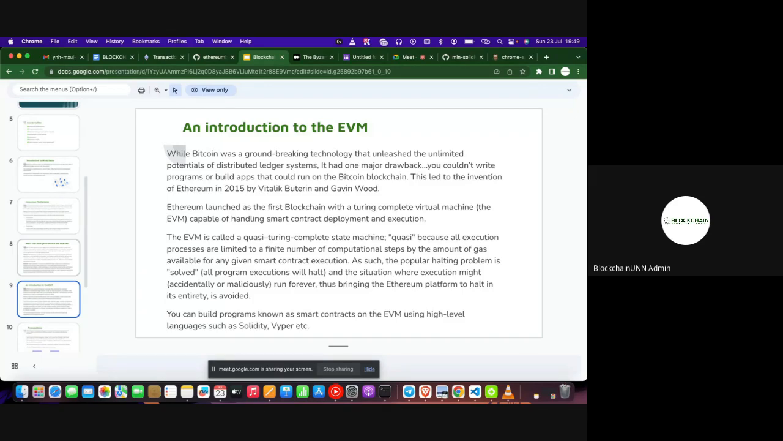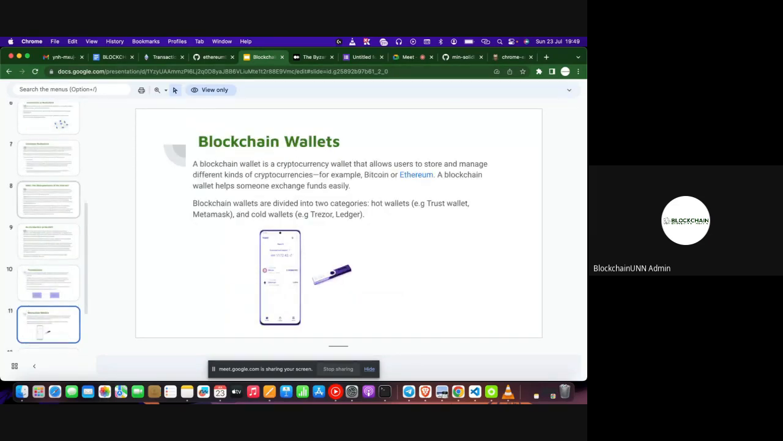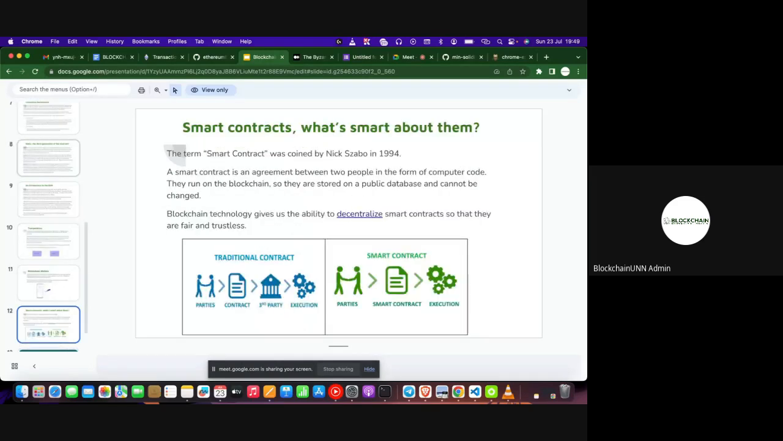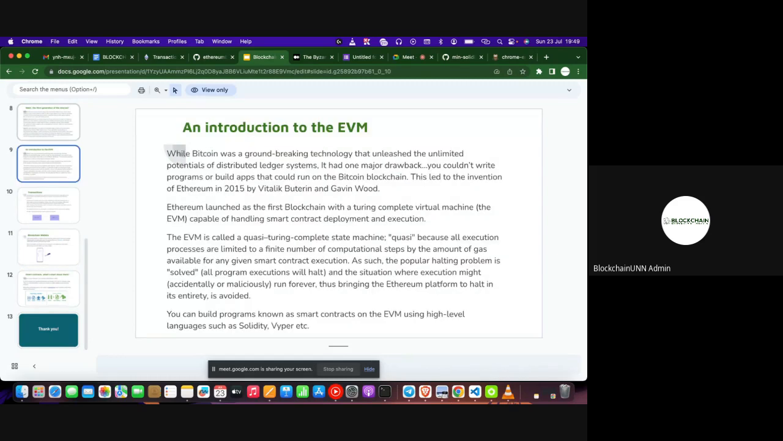We're going to be looking at the Ethereum virtual machine in detail. We're going to be looking at what transactions are, and then at blockchain wallets, and finally at smart contracts. So we are just going to get started with the introduction to the EVM.